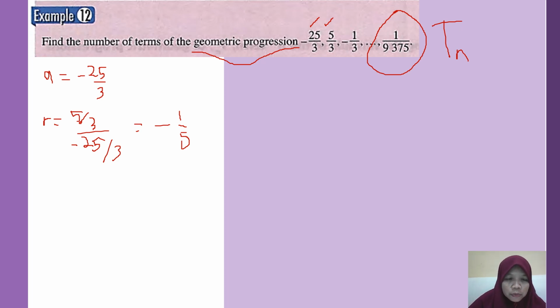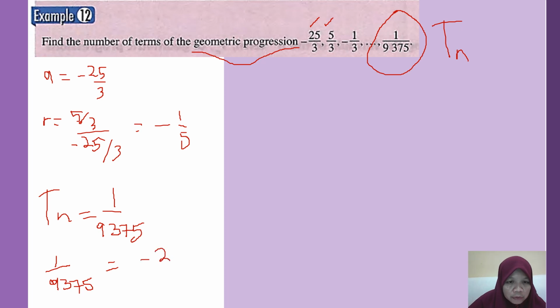So we let Tn be equal to 1 over 9375, and apply the formula. We can write 1 over 9375 is equal to a, so a is negative 25 over 3.